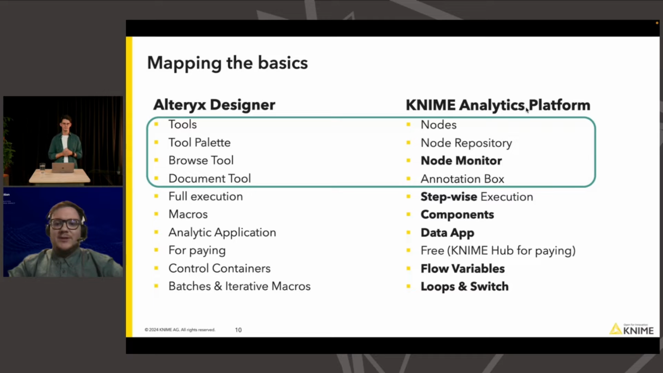At first, of course, you will search for similarities to get started. So these are the easy ones. In Alteryx, you have tools which can be found in the tool palette. In KNIME, you have nodes and you can find them in the node repository. You can check the results in Alteryx in the browser or at the output port of a tool.